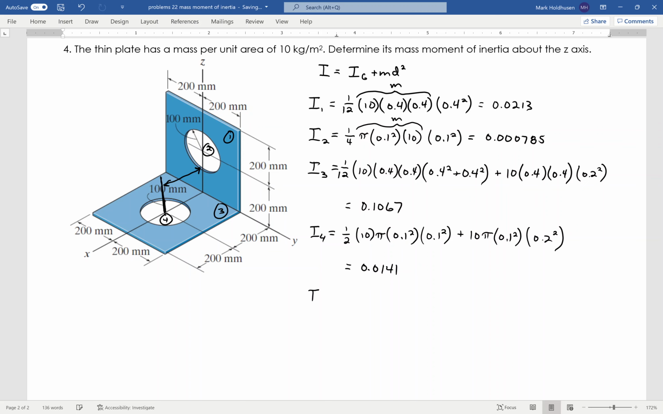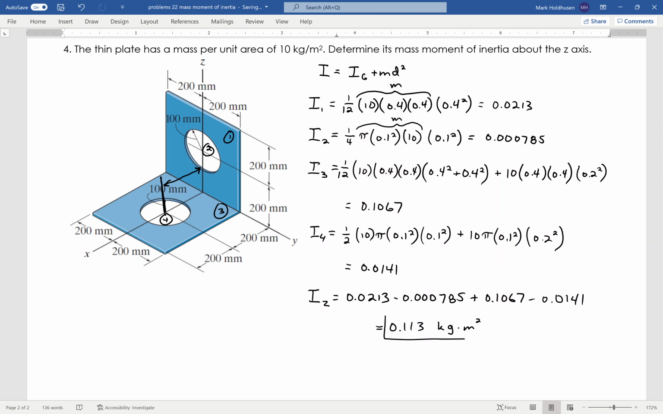Now, to find the total moment of inertia about the z-axis, I add 0.0213, right? I add the plate and subtract the circles. And I've got my other plate and subtract off my other circle. And from that, I get the total moment of inertia of this to be one too many ones. And that will be kilogram meters squared.